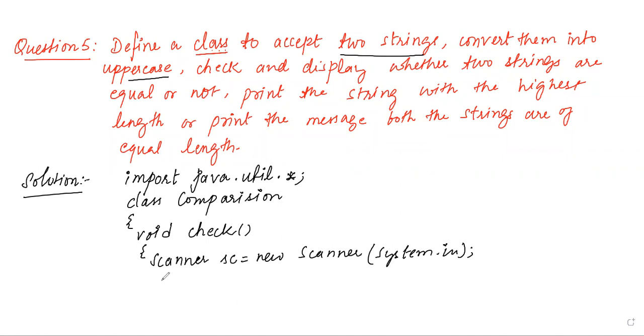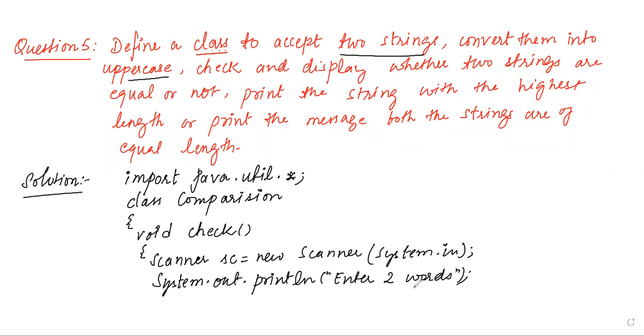After that, you have to take input from the user. So give a message to the user, system.out.println, enter two words.